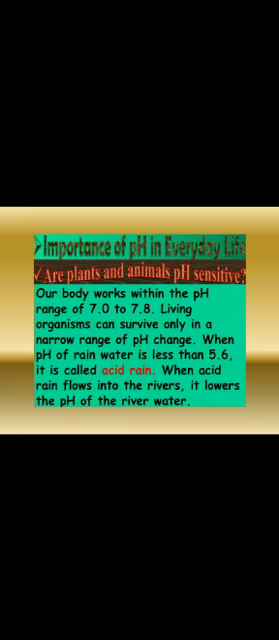When the pH of rainwater is less than 5.6, it is called acid rain. When acid rain flows into the rivers, it lowers the pH value of river water, thereby causing harm to aquatic organisms.